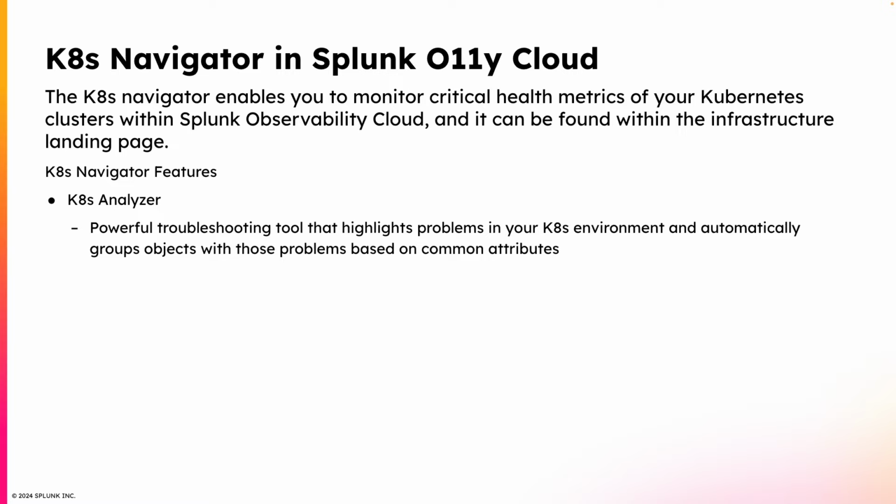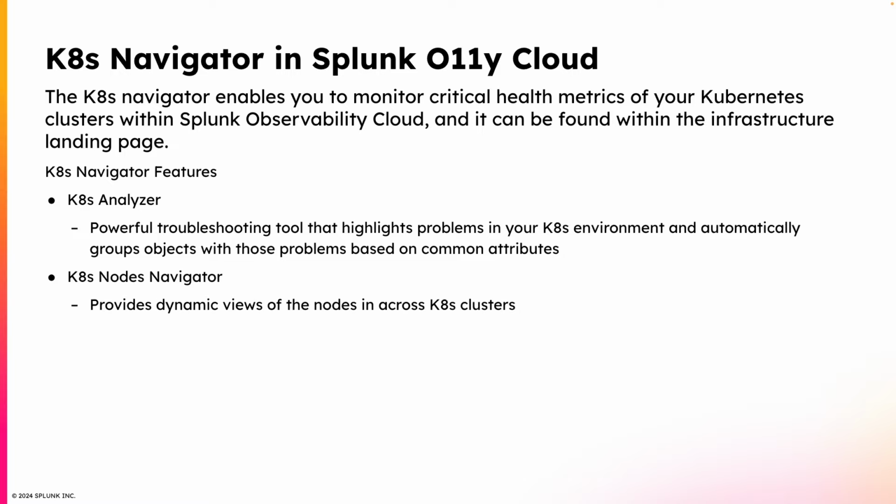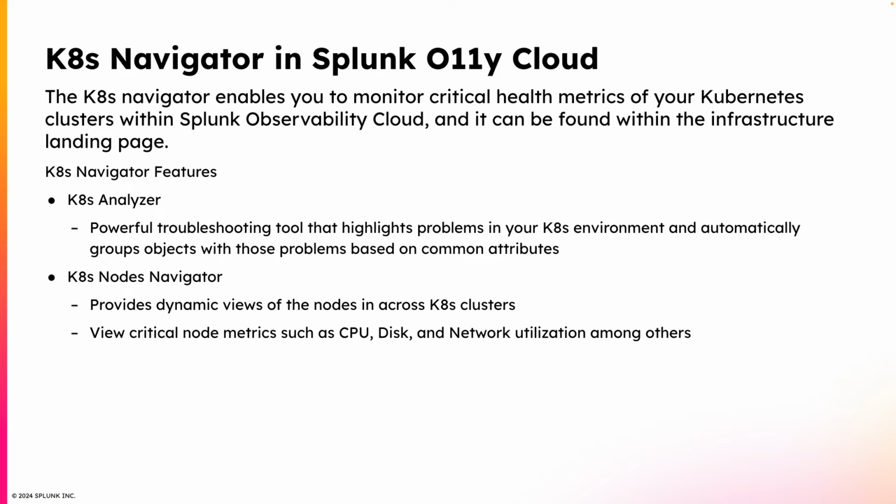Now, although I've been referring to the K8s Navigator as a single entity, it's actually split into two subtypes, the first being the K8s Nodes Navigator. The Nodes Navigator provides a dynamic view of the nodes in your Kubernetes clusters, and it allows you to view critical node metrics such as CPU, disk, and network utilization, among others. It also allows you to filter nodes based on a large number of attributes. For instance, I might want to see only nodes in clusters with failing pods.